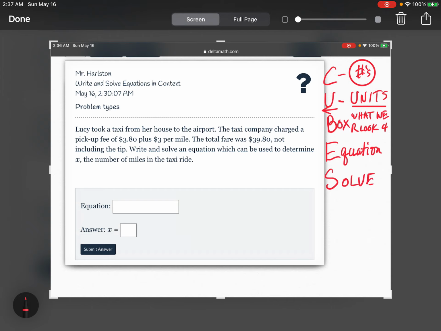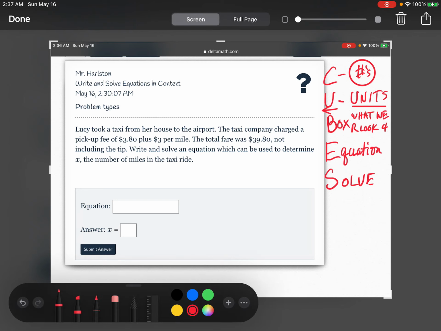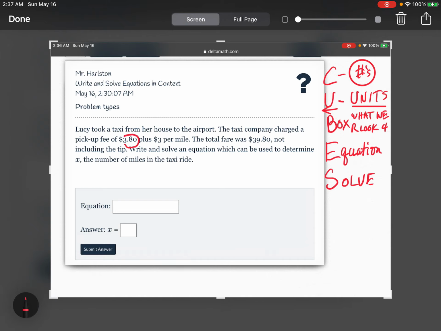Okay, so very first thing, I'm going to keep the colors. I'm going to circle all the numbers, just the numbers. So it's going to be $3.80. It's going to be $3. It's going to be $39.80.